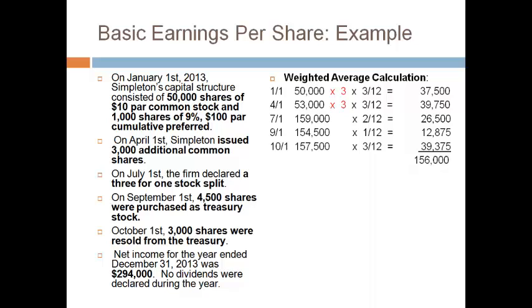After this, multiply each line by the number of months that the shares were outstanding and divide by 12. For instance, on the first line, the company had 50,000 shares outstanding for 3 months before a change was made. This line is multiplied by 3 months over 12 months. Do this for every line item and add up the number of shares to get the weighted average shares outstanding.